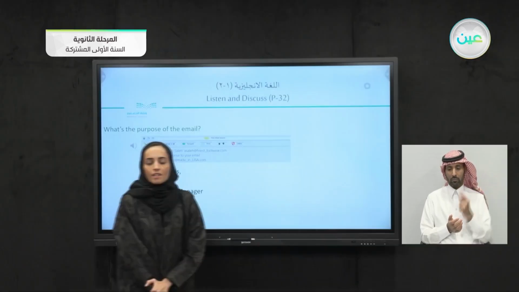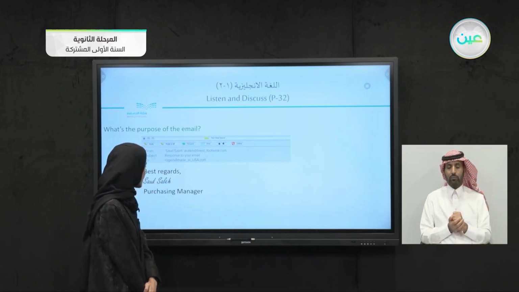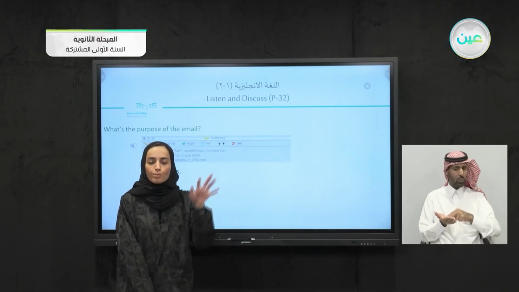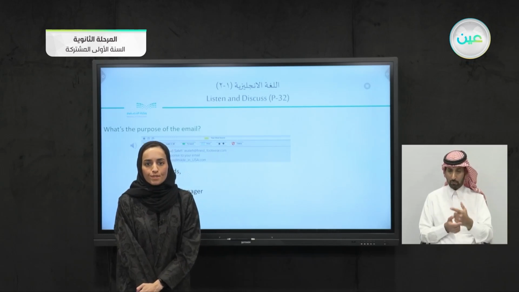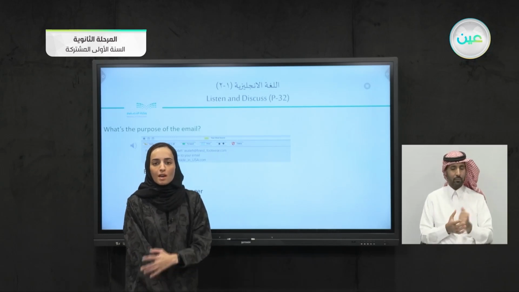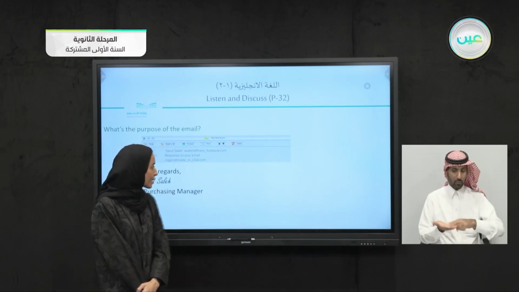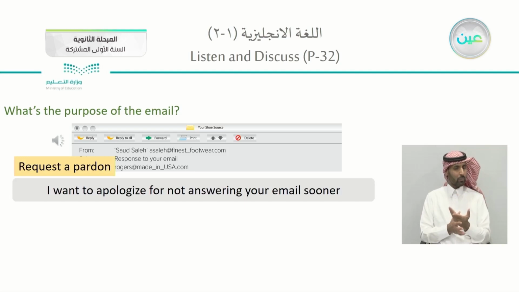So who is sending this email? It is actually from the purchasing manager, Saud Saleh, to Mr. Rogers. What is the main purpose? It is for a formal reason, for business purposes. And what is the purpose of that email? Why is Mr. Saud Saleh sending that email? He is actually requesting a pardon, saying sorry. When did he say sorry? He said sorry when he said, I want to apologize for not answering your email sooner.